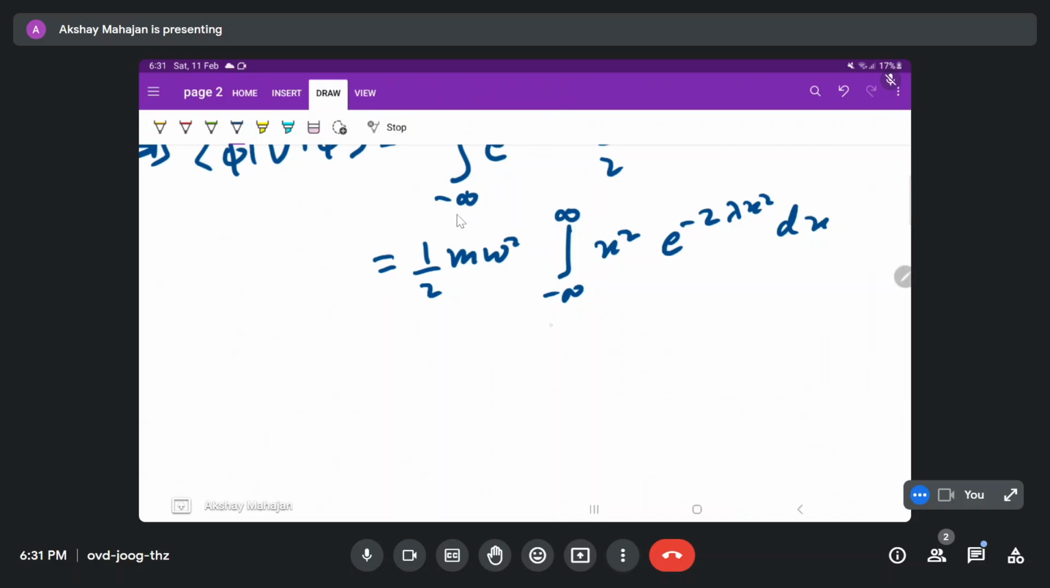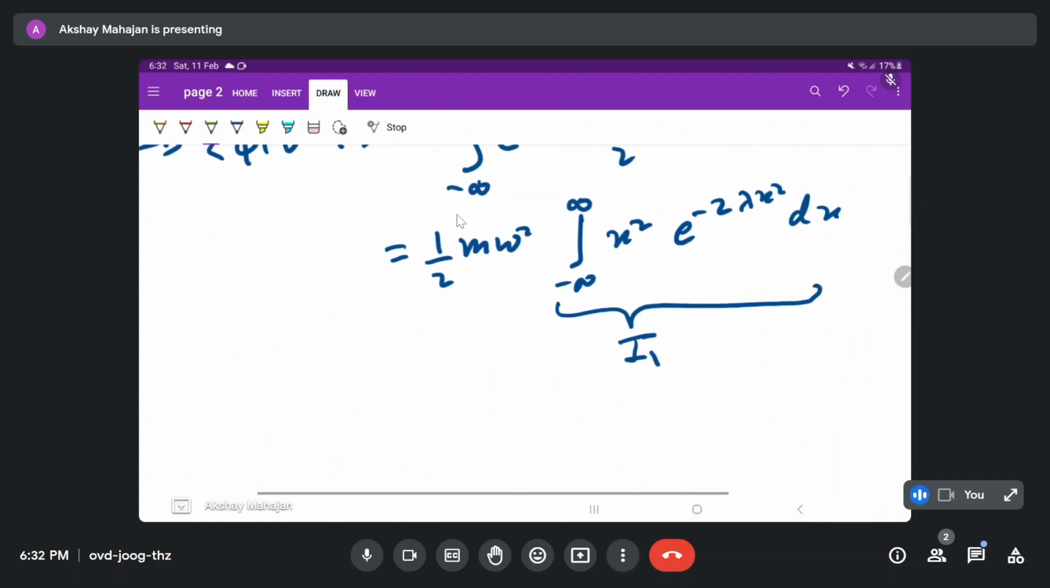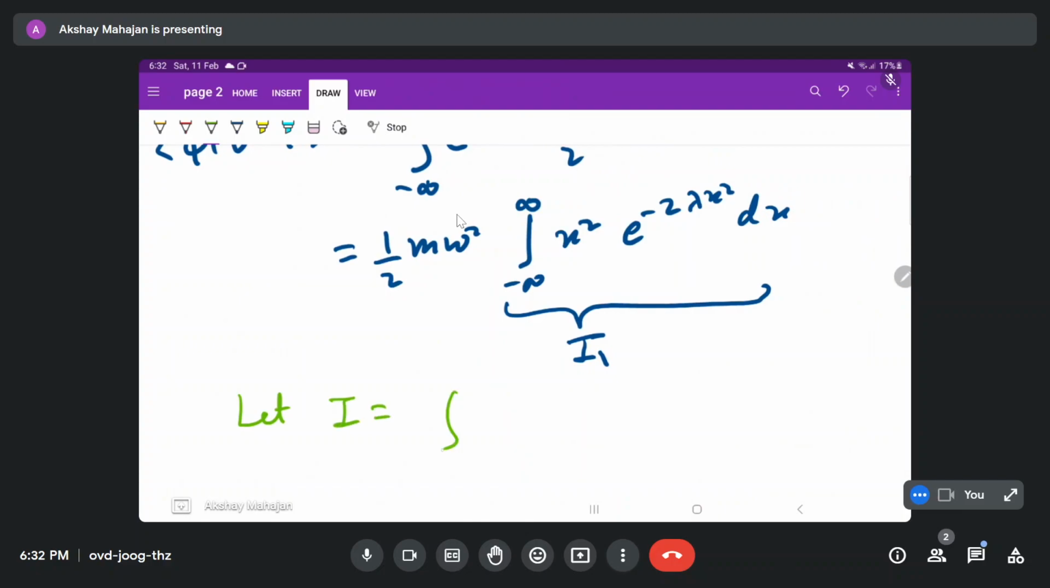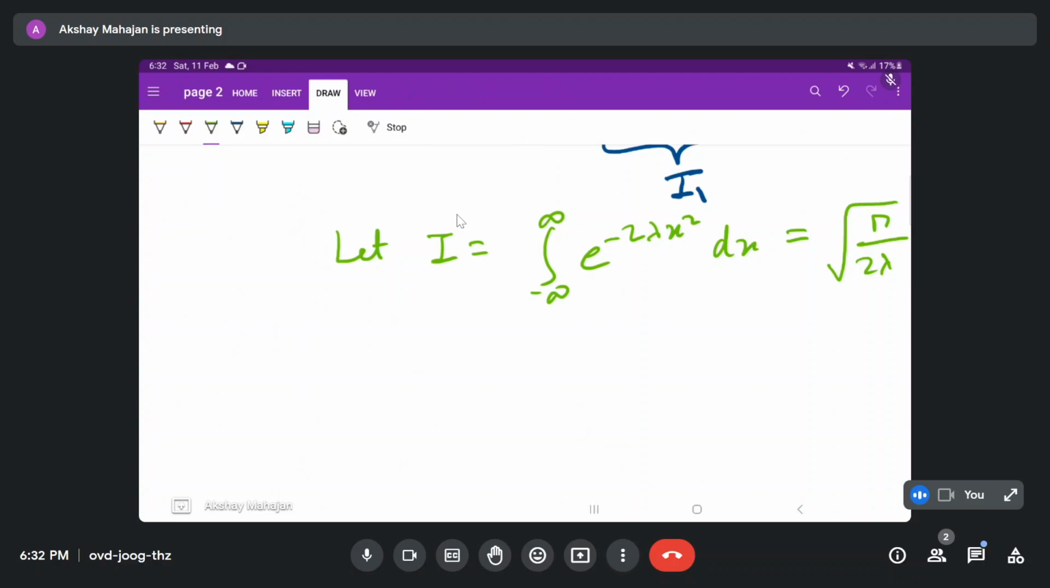Now we need to find this integral; let's say this is our integral I1. I will again use this green color to find the I1 integral. Let's go back to our I integral. Let us not go with the general thing; let I equal this integral, e to the power minus 2 lambda x square only, not the x square term, dx. This we know is given by under root pi by 2 lambda. We have proved this as well. So using this I integral, we will find the I1 integral that we need.